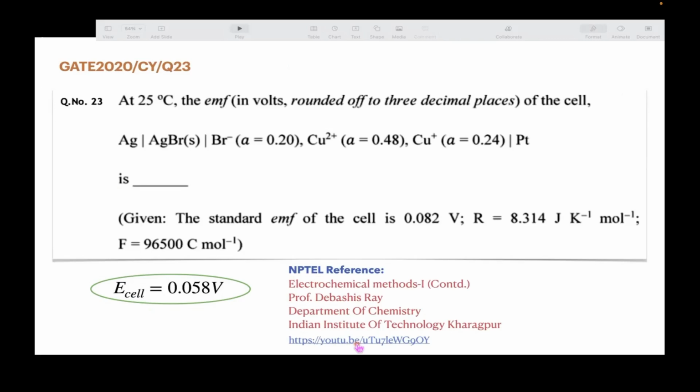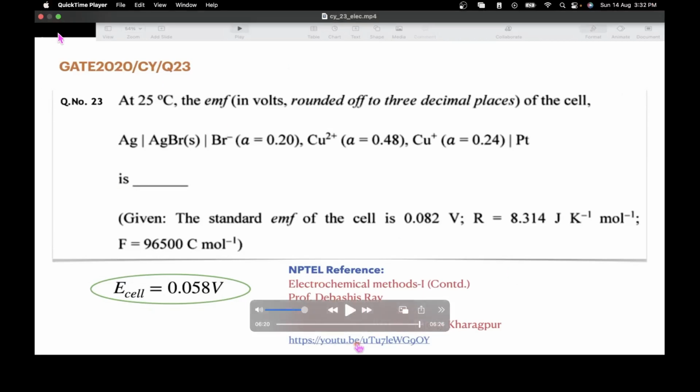Okay, so for this particular question, if any of you have any doubts, just pitch in. You can type in the chat box. Okay, if not, then I will just move to the other question. Yeah, thank you.